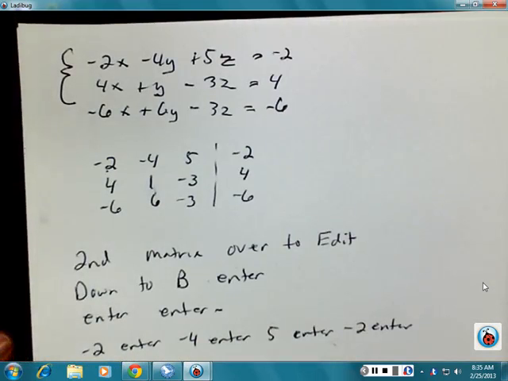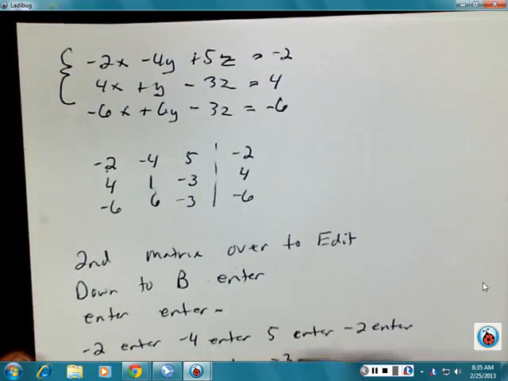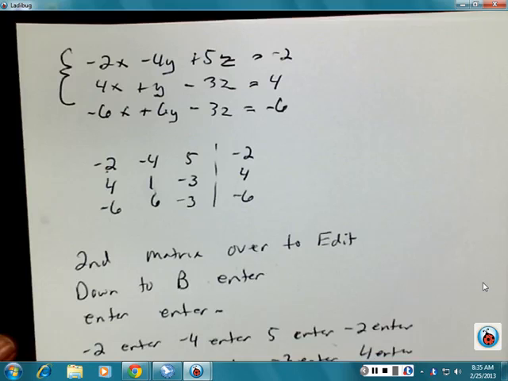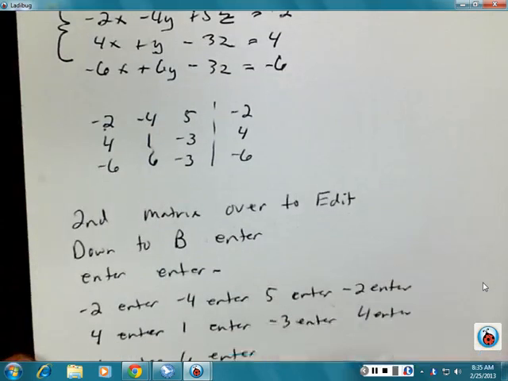We're doing okay? Then I would type 4, enter, 1, enter, negative 3, enter, 4, enter. That'll be to my third line. Negative 6, enter, 6, enter, negative 3, enter, negative 6, enter. And what do I do now?